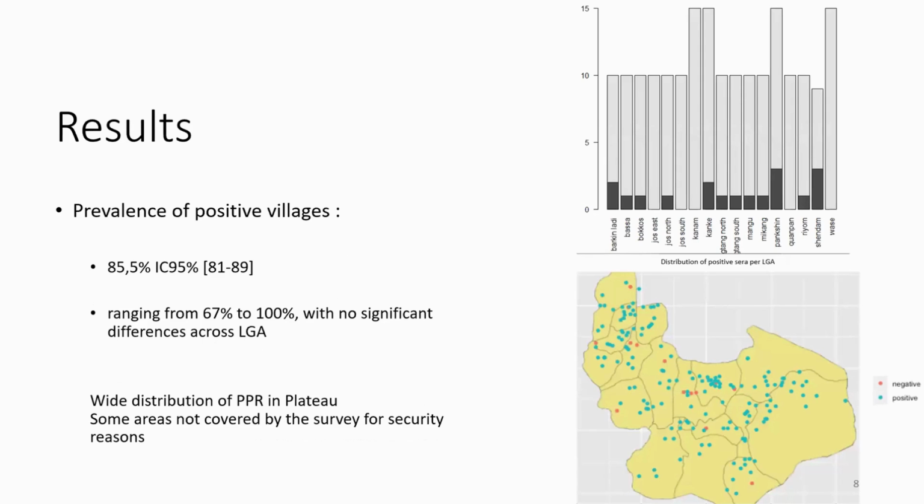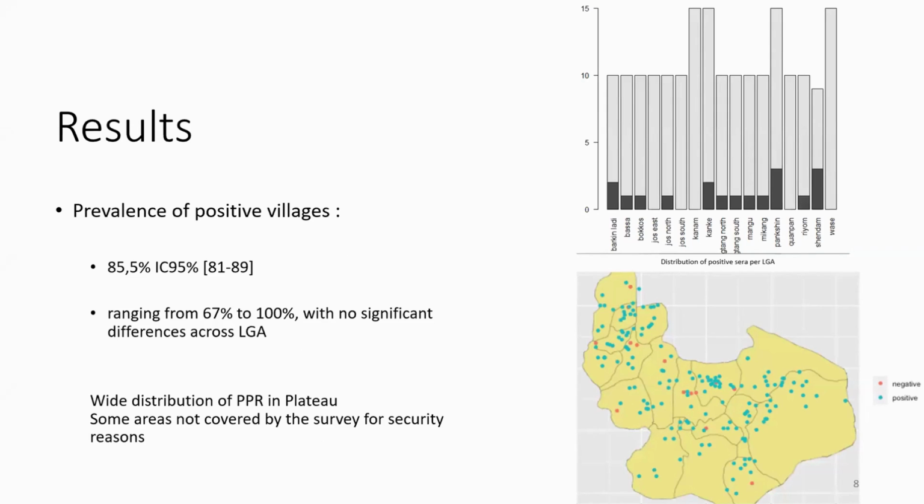So now, the prevalence of positive villages at 95% confidence interval, we found that the prevalence across local governments was 85.5%. This is one of the highest prevalences seen in recent times, even though there are researches that mention similar percentages, but in Plateau State, this is the highest percentage of prevalence.